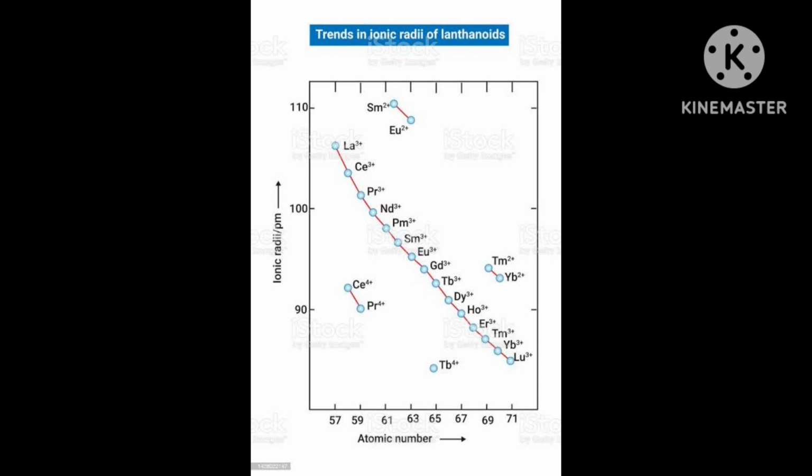If you want to remove 2 electrons, means you want Ln2+ oxidation state, then now only 4f3 will remain. And if you want to make Ln3+, then one more electron will go, then only 4f2 will remain. If you want to remove one more, means Ln4+, then now 4f1 will remain.